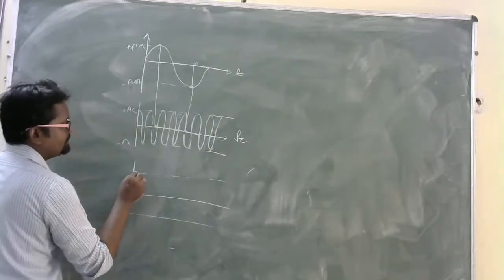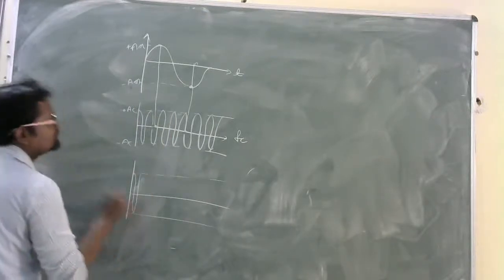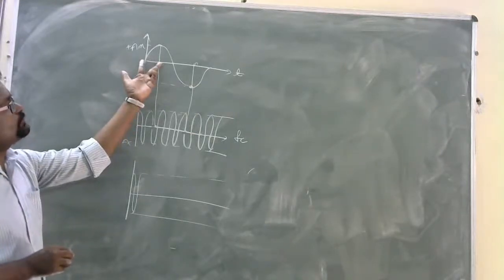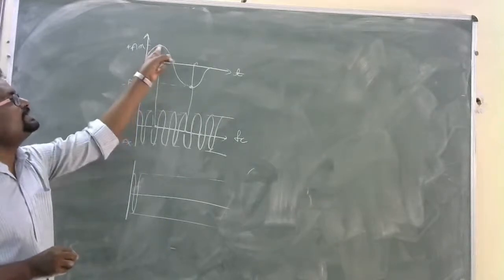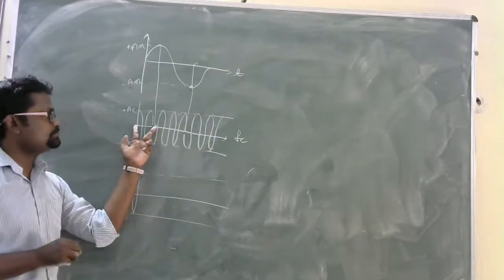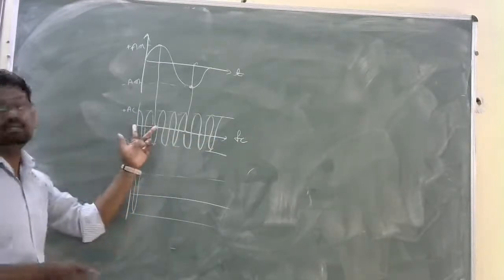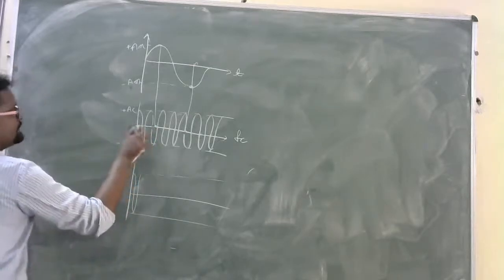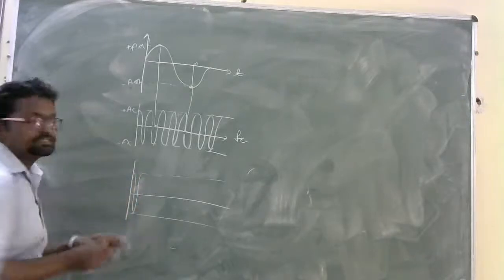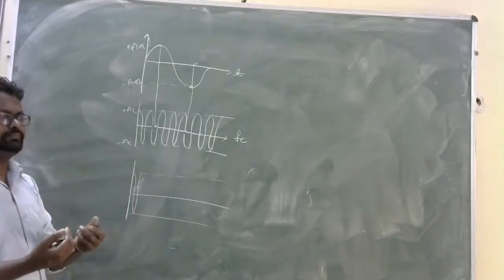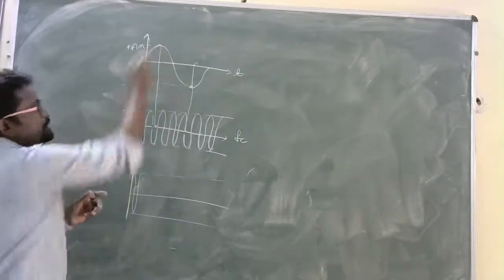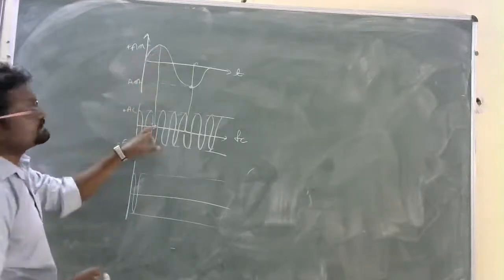So what will we get after deviation? From this point to this point, the amplitude is increasing, so the frequency of the carrier signal from this end to this end will be in increasing order. If the frequency at this point is FC, then here the frequency is FC plus, say I am assuming, 10 hertz. Then at this point it is 20 hertz, then at this point it is 50 hertz. At this point, the deviation will be high.